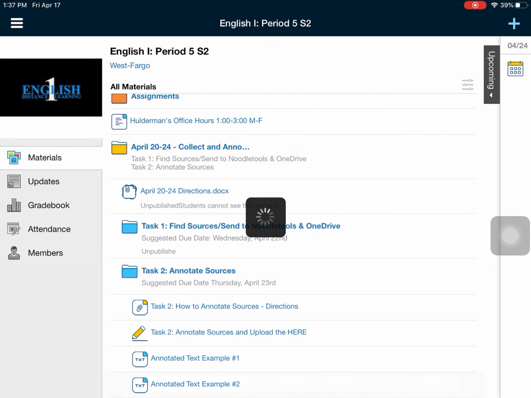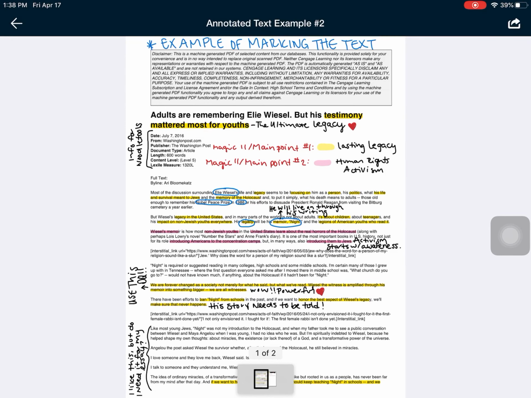Going back to the second text example, you'll see a similar format. So everything in yellow, again, is about the lasting legacy, and everything in pink is the human rights activism. Remember, you will need to put this key at the top of your sources as well, so your teacher knows what it was you were thinking when you did it.